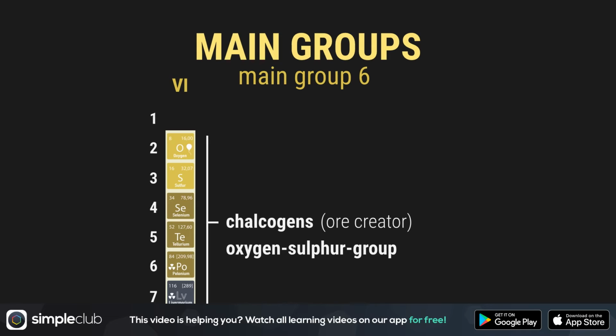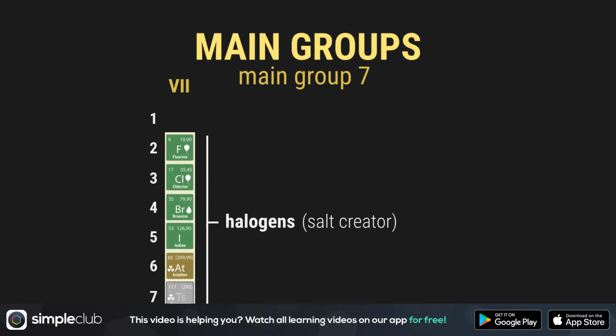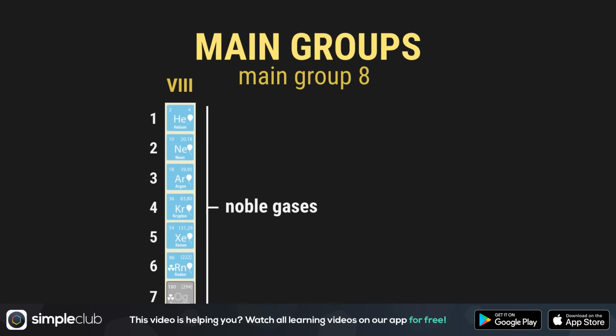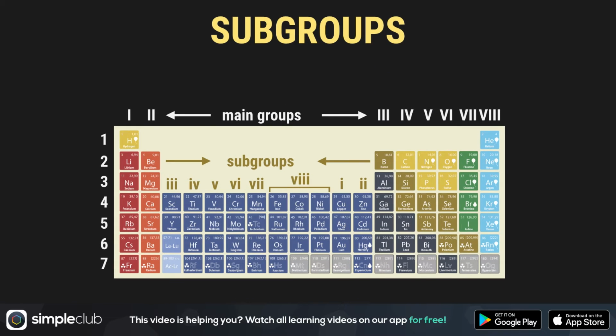Main group 6 is called the chalcogens group or the oxygen-sulfur group. Chalcogens means ore creator in Greek. The 7th main group is called the halogens group and means mineral or salt creator because many salts consist of elements from this group. Main group 8 is called the noble gas group because they are all gases and they are too noble to react. These are the 8 main groups, guys, but there are also subgroups.